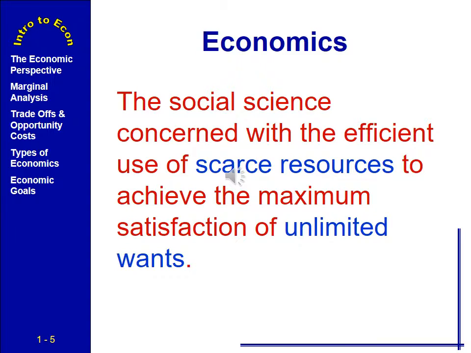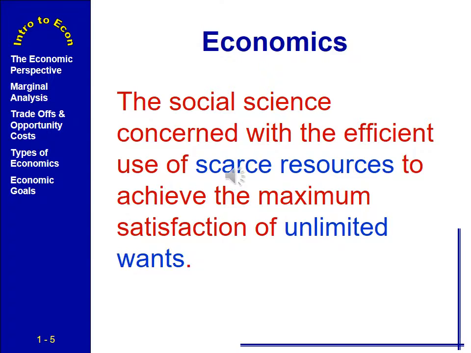Okay, so let's look at that first part of the definition. The social science, so it's a social science. It's not a hard science. There are laws, but because of human interaction, those laws are sometimes, well, not ironclad, not absolutes. The social science considers the efficient use of scarce resources. There are 4 scarce factors of production: land, labor, capital, and entrepreneurship. And those are limited in supply. They're not unlimited, to achieve the maximum satisfaction of unlimited wants.